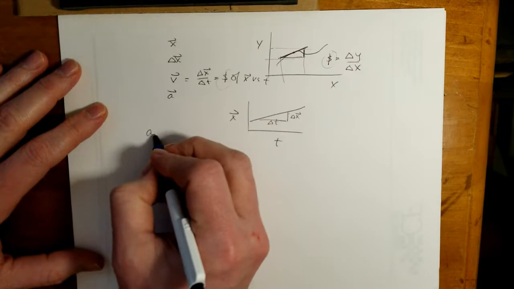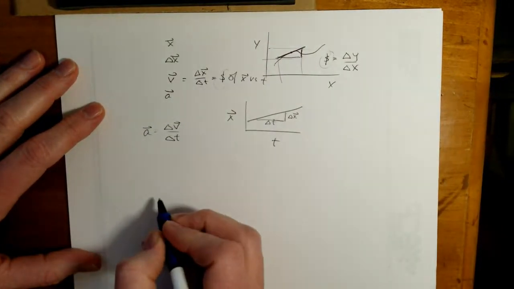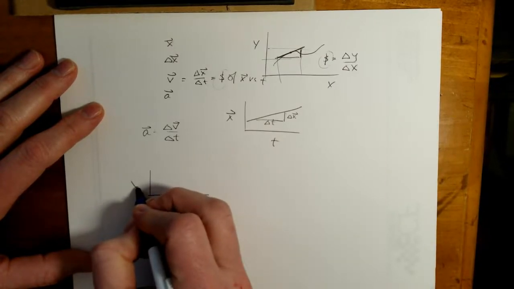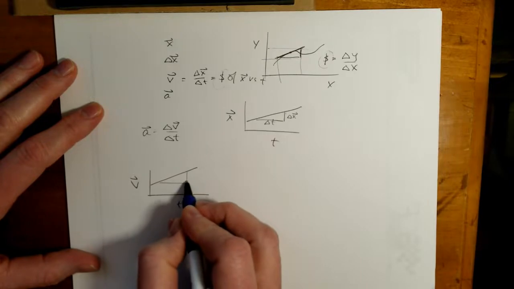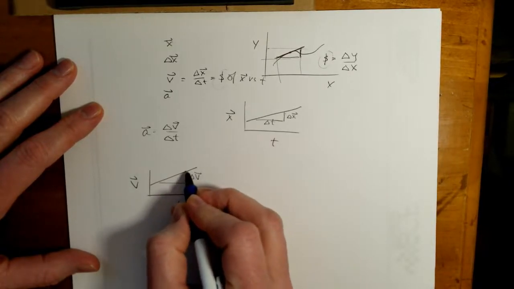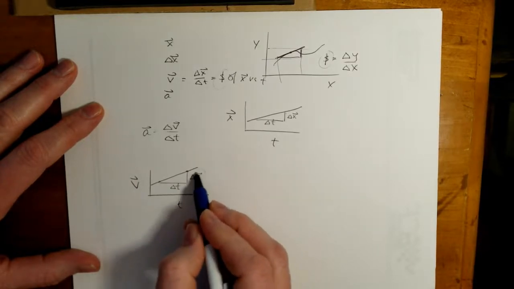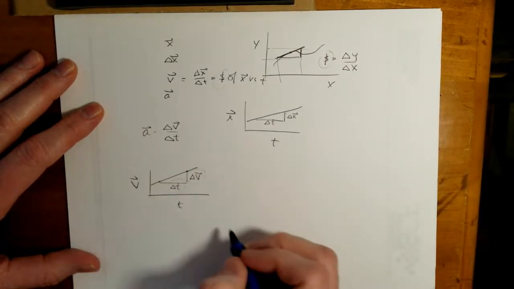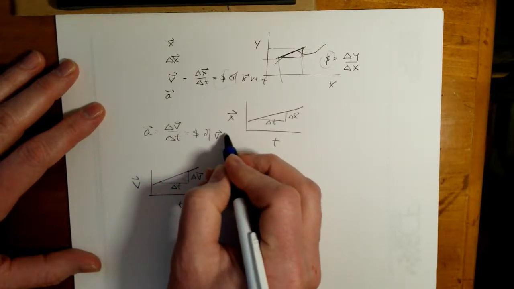Notice also acceleration is the change in velocity over the change in time. And so that means that if I have a velocity versus time graph and it is a straight line, well, that's my change in velocity between those 2 points, and that is my change in time. And so if I take rise divided by run, I get acceleration. So acceleration is the slope of velocity versus time.